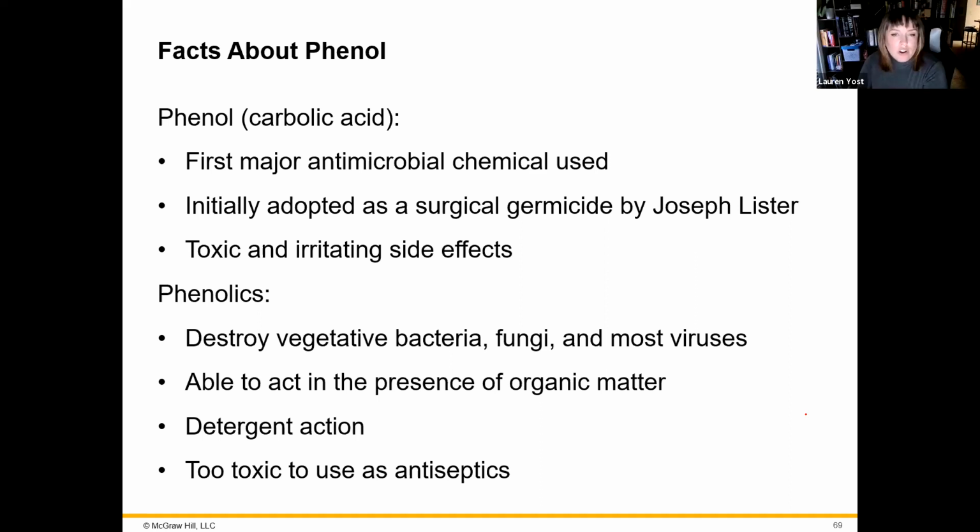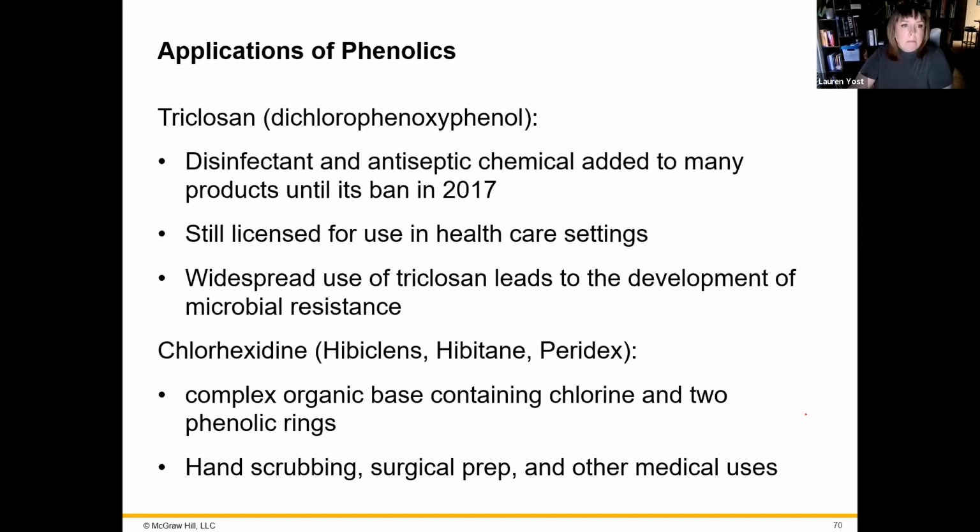So phenolics are basically made based off of phenol. They are different structure, but they work pretty similarly as far as action. Some of these guys will have detergent action as well, so they can help break up these cell membranes and such. And they can act in the presence of certain organic matter.